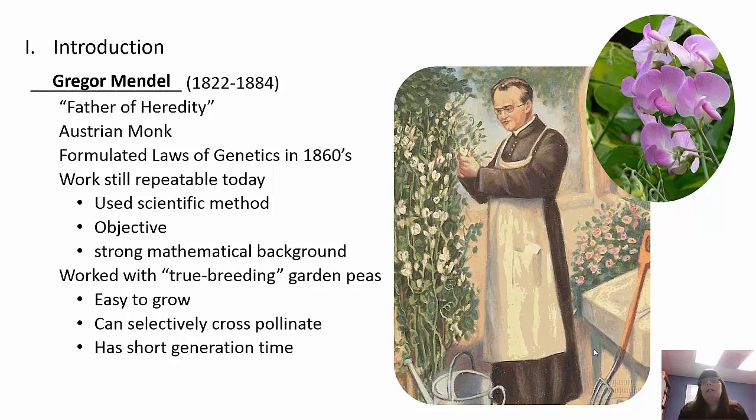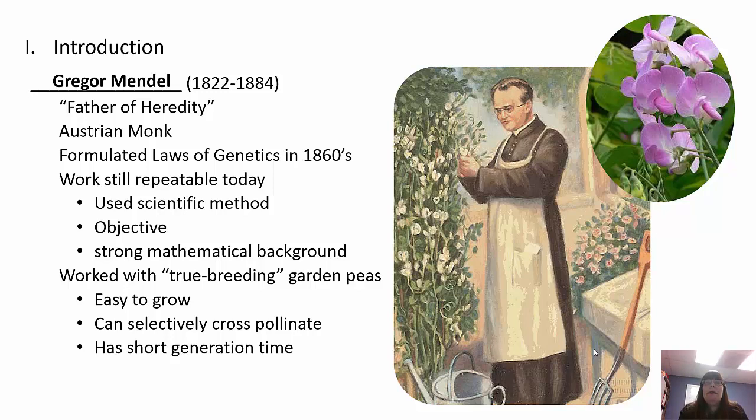You have to remember he's working in a time where he didn't have microscopes. They didn't know what cells really were. So this is revolutionary work. He worked with true breeding garden peas. And what true breeding means is that we all have two alleles, one donated from one parent, one from the other. True breeding means those alleles are the same. And we'll talk more about terminology later.